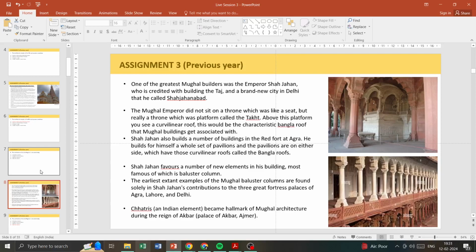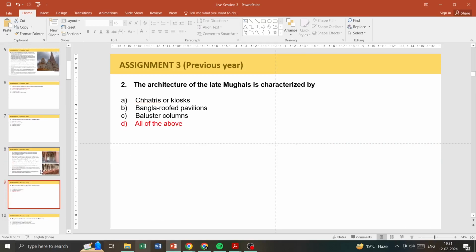And then he introduced these baluster columns in his buildings, and these are found solely during the reign of Shah Jahan's buildings. These baluster columns have been used in palaces of Agra, Lahore, and Delhi. Chhatris were made a part of Mughal architecture during the reign of Akbar. However, chhatris were still found in the late Mughal architecture period. So the answer is all of the above. The architecture of late Mughals is characterized by chhatris, Bangla roofed pavilions, baluster columns, all three of them.